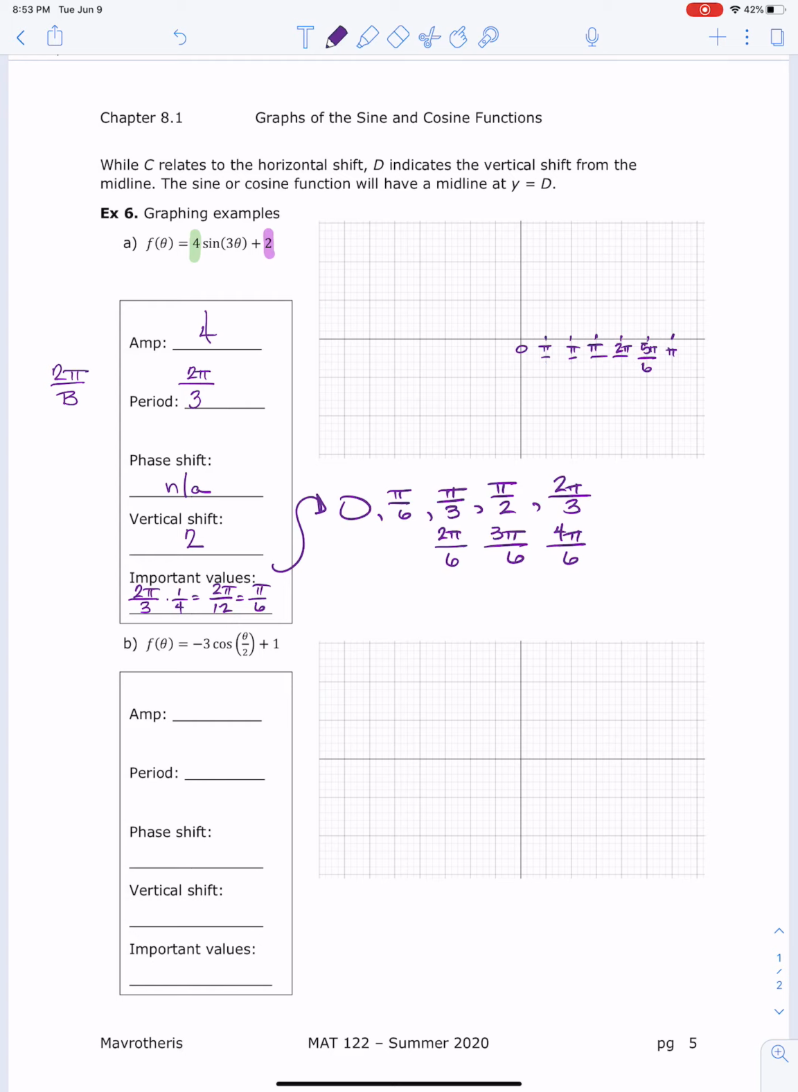Darn it. Pi over 6, pi over 3, pi over 2, 2 pi over 3. There we go, back in there.